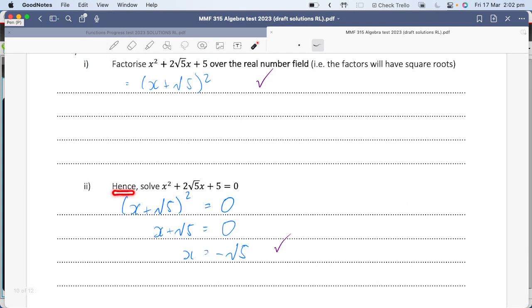Technically, when you see the word hence, it means use the result from above. So you set that, we can see that's the same as that. So we set the factored form equal to 0 and then null factor it to the final answer. Done.